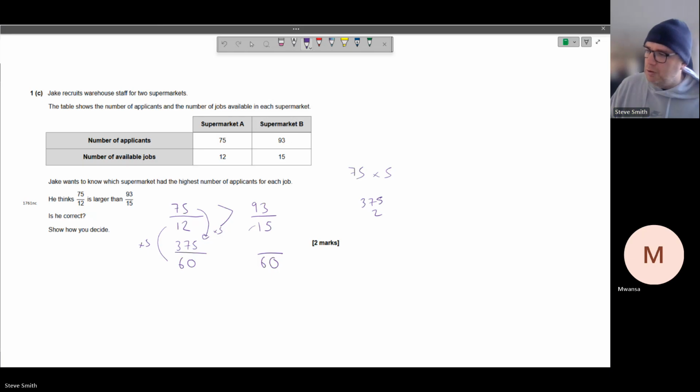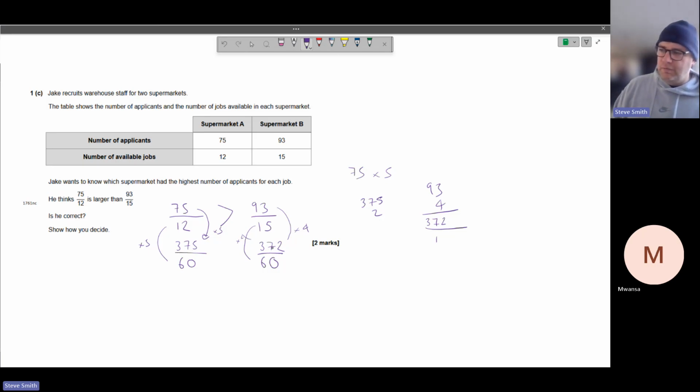And this one, to get to there, we times it by 4. So this one, we also need to times by 4. 93 times 4. 3 times 4 is 12. 9 times 4 is 36. Add our spare, 37. So we've now worked out our numbers in our equivalent fractions. 375 is bigger than 372, so he is correct. Looking at those numbers, we can't tell, but now we've put them into the same denominator. Only just. Is he correct? Yes, and we've shown how we decide because we've changed them both into the same denominator.